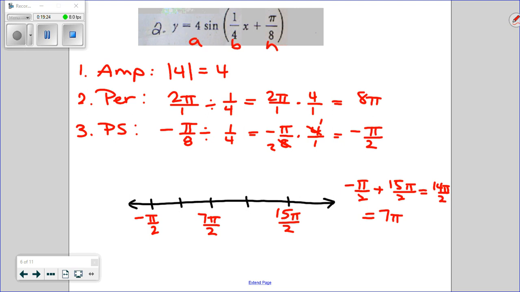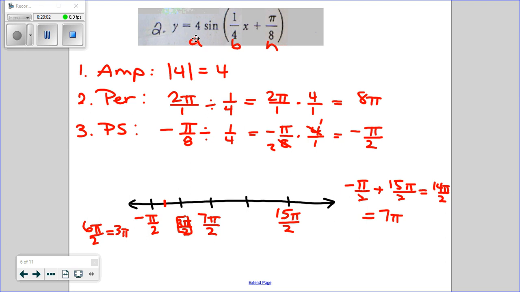Okay, now, where do we put the y-axis? Well, honestly, you get faster with this, but if I wanted to label this tick mark, I would just go negative pi over 2 plus 7 pi over 2 is 6 pi over 2, which equals 3 pi, but then divide that by 2. So this is 3 pi over 2. If I were to find the midpoint between those 2 points, I would get 2 pi over 2, which is pi, divided by 2 is pi over 2.